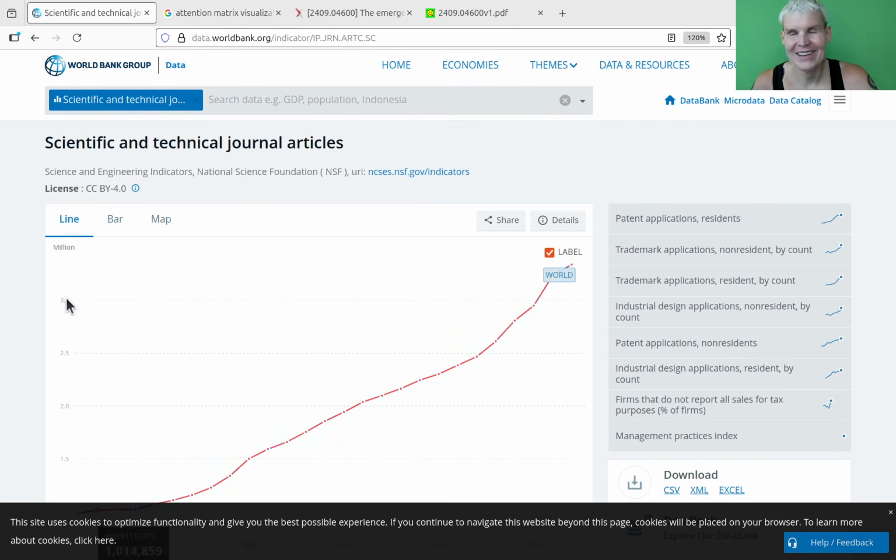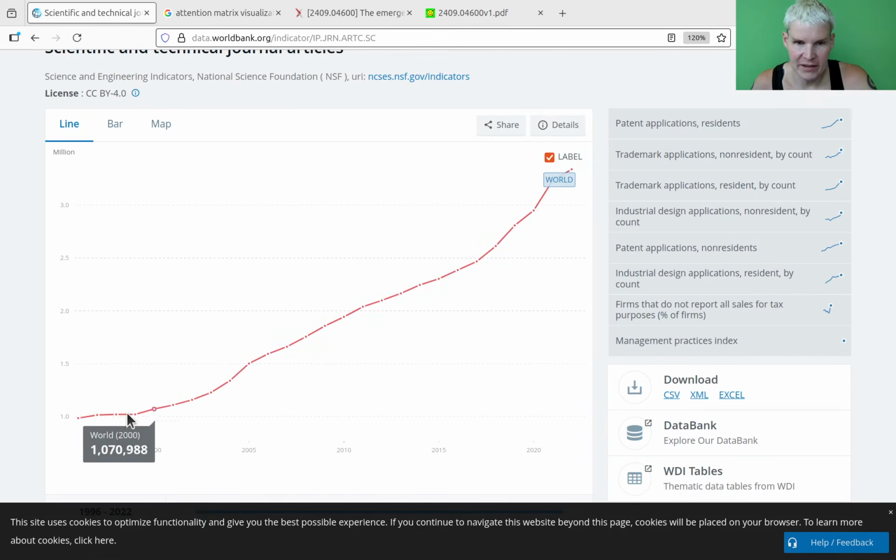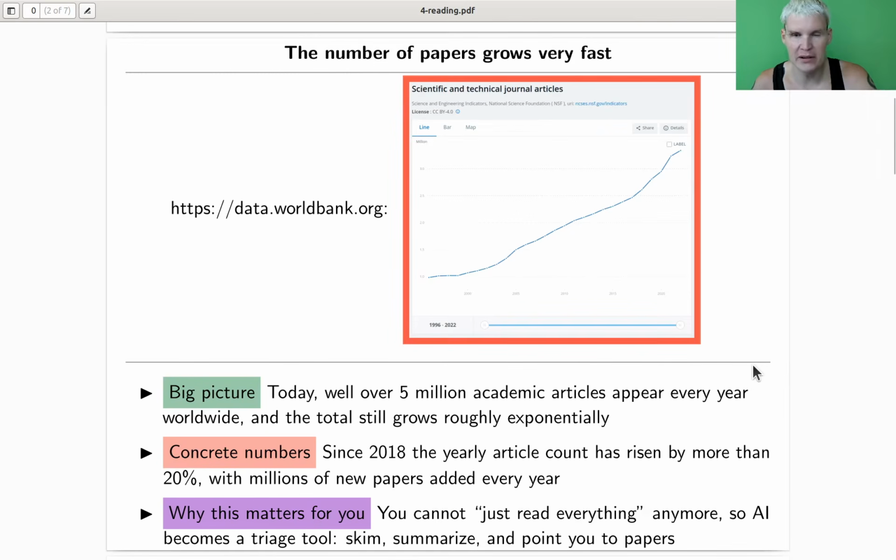A lot of papers, and you can see this nice curve. There are 1 million somewhere here, then 2 million, and then 3 million. There are more and more papers published every year, so essentially knowledge grows exponentially. Well over 5 million. A certain million number of articles are published worldwide, and it keeps on growing.